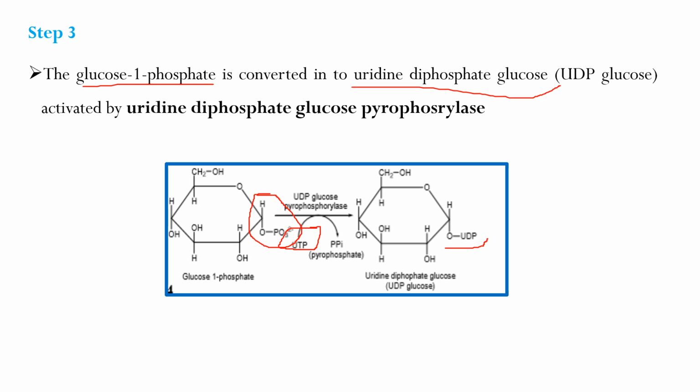Here, in uridine diphosphate, 2 phosphate molecules are attached. One phosphate comes with uridine and the other phosphate is already attached to the glucose at carbon number 1. Therefore, uridine diphosphate glucose is produced. This reaction is catalyzed by the enzyme uridine diphosphate glucose pyrophosphorylase.